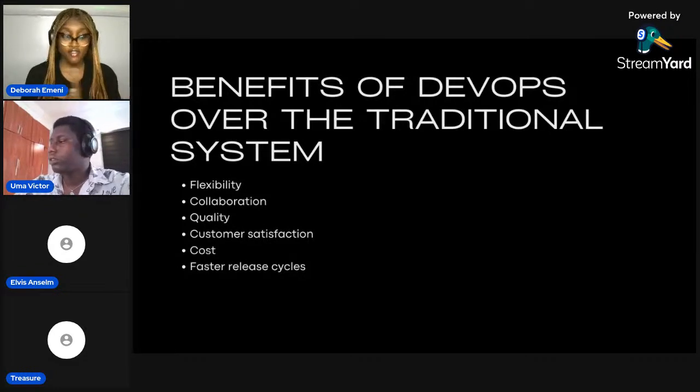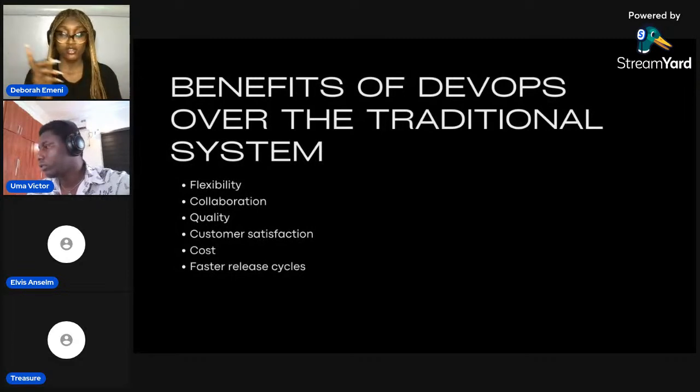And also the cost benefits, right? DevOps largely reduces the cost as it uses an iterative approach, like I said earlier, in place of a sequential approach, which usually requires rework, right? So there's also a faster release cycle, lastly. The faster release cycle has to do with making sure that the software, even after several updates, is released very fast. There's no delay in the software release.